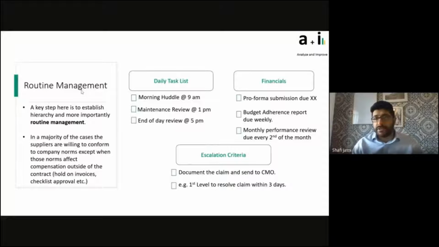Budget adherence report due weekly. For a capital project, you want to be able to keep on track with everything that's happening. Monthly performance meeting. This is how we did last month. This is what we anticipated to do the following month. And are we geared? Do we have the people ready? Do we have everybody trained? Do we have all the accesses? Everybody is on site, and this is to meet that need.